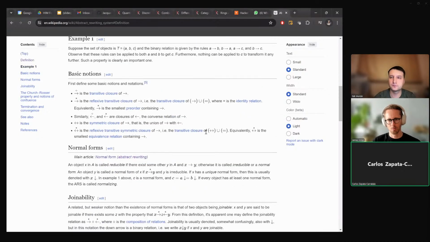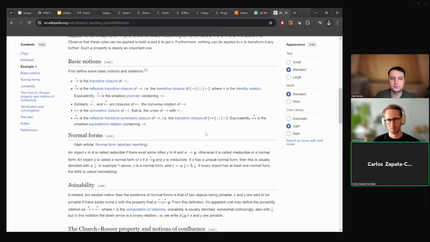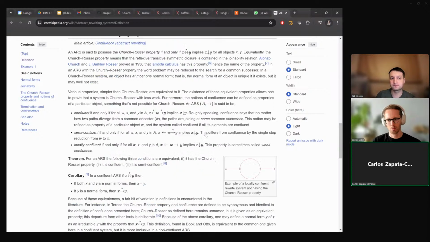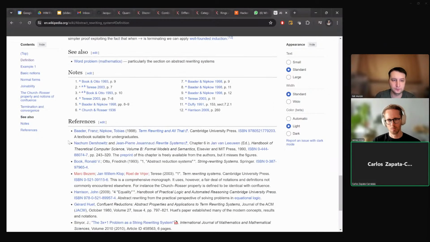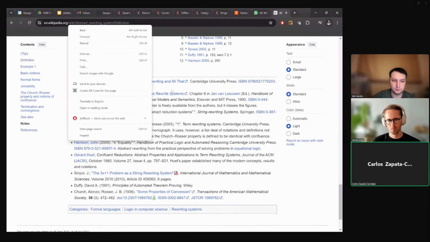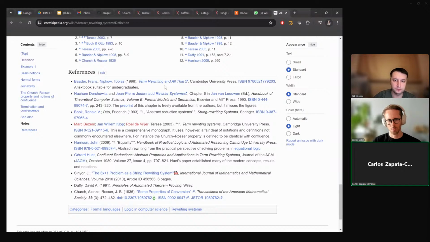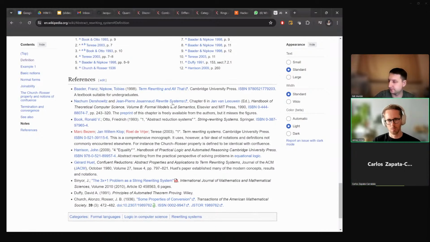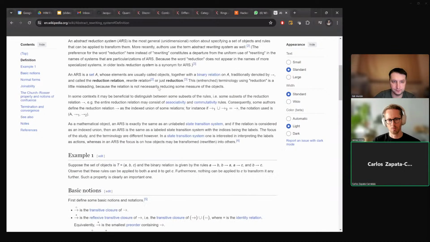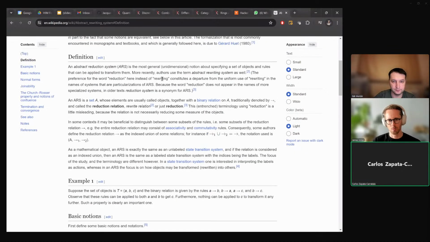And if you explore this article, which is actually quite well written, it's mostly taken from, what is the reference? This one, Term Rewriting and All That, this book. That's where most of this article comes from, and it's pretty good.